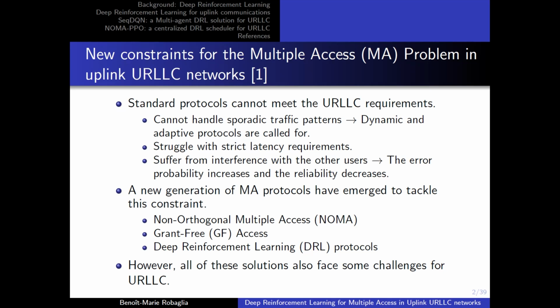So a few new approaches have emerged to tackle URLLC. A few of them are NOMA, that we already saw in this workshop, which increases the spectrum efficiency. There is also grant-free access, which gets rid of handshake procedures and allows devices to access the medium directly. And deep reinforcement learning protocols have emerged in recent years. People say it's a hot topic and a bit magical, but we're going to see in this talk that it's much more complicated than that. Most of the time, there are a lot of limitations and problems that are not mentioned.